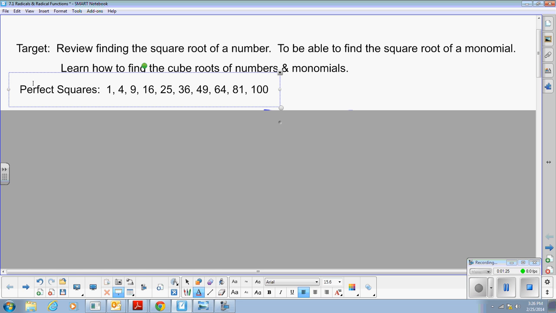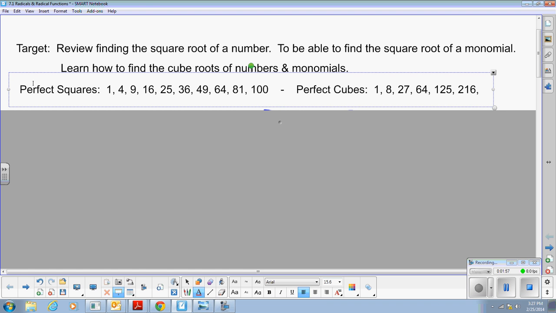The next thing I want us to put down are what we call the perfect cubes. And we won't put as many of those down because they get quite large quite fast. Obviously, the first one, 1 times 1 times 1 is 1. 2 times 2 times 2 is 8. 3 times 3 times 3 is 27. 4 times 4 times 4 is 64. 5 times 5 times 5 is 125. 6 times 6 times 6 is 216.